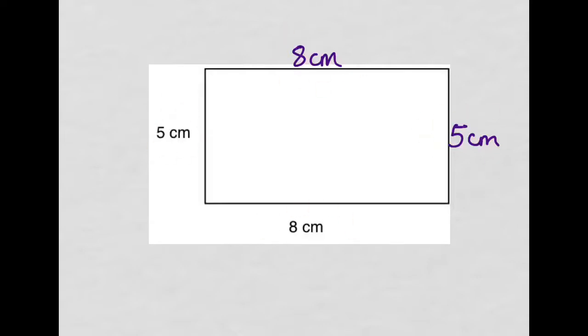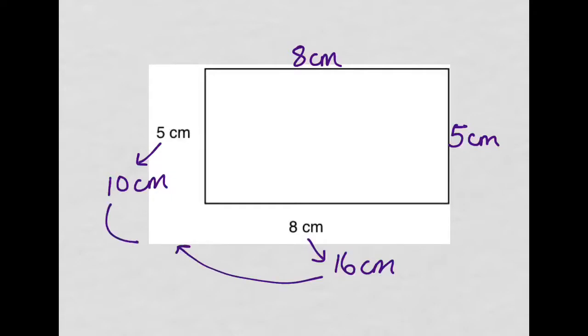Now, if you want to, you can either do 5 times 2, add 8 times 2. So 5 times 2 would be 10. 8 times 2 would be 16. And then add them together, which would give you 26. So that's one way of doing it, because if you've got 8 and 8, 5 and 5, that would give you 26 centimetres altogether. So that's one way.